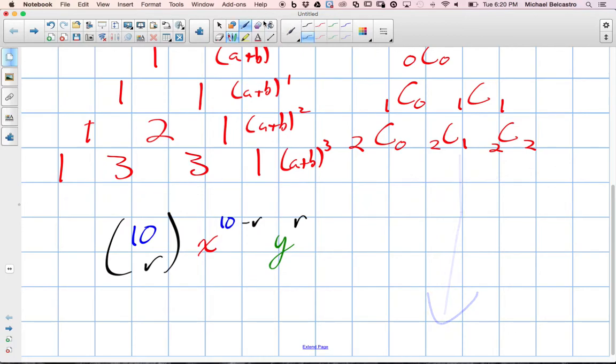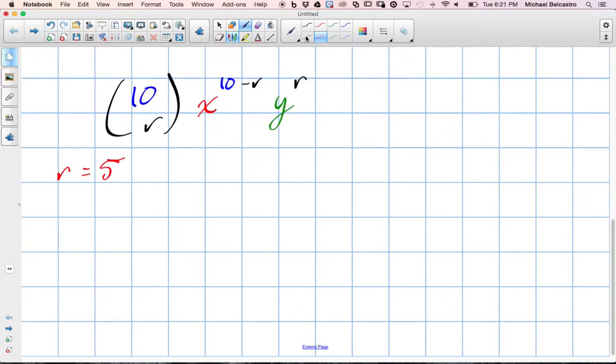So for instance, where I kept repeating the 5th term, let's say we're looking for the 5th term. So r is equal to the number 5. So we'll plug it in here. You want to try it with your calculator there?